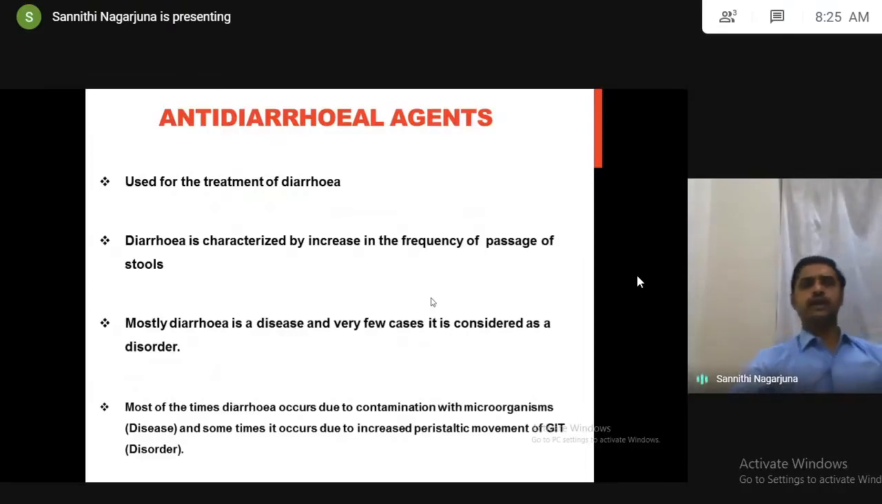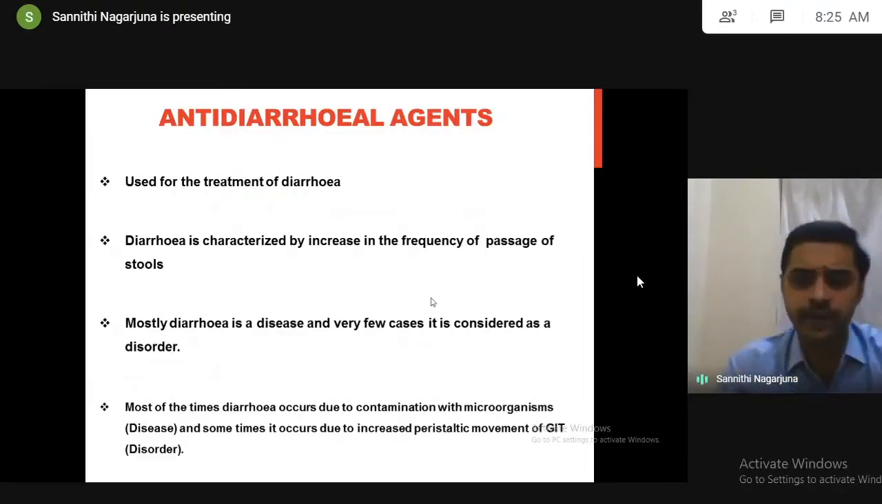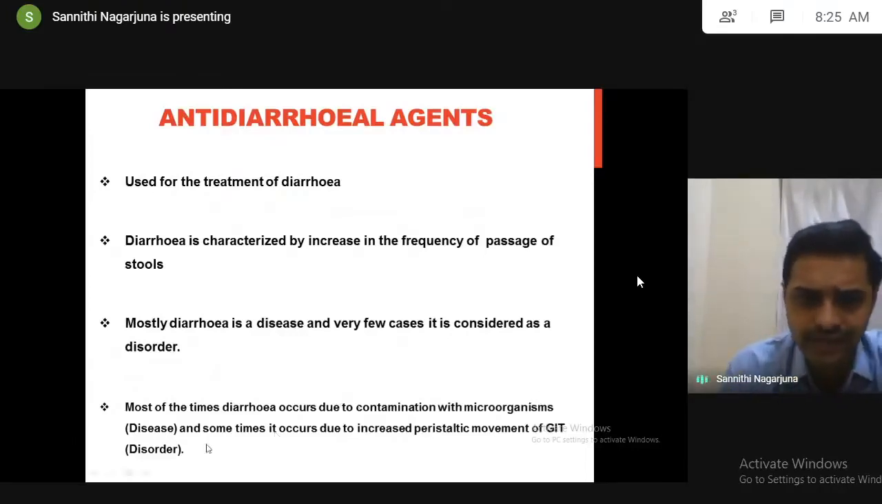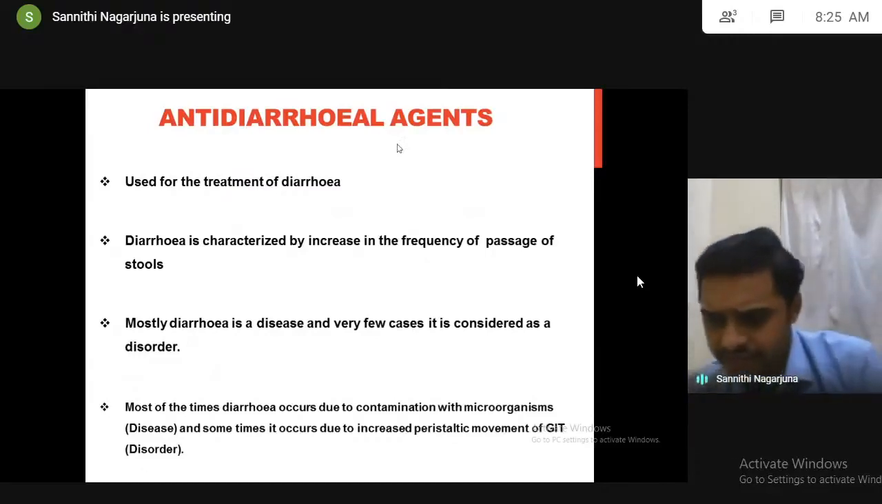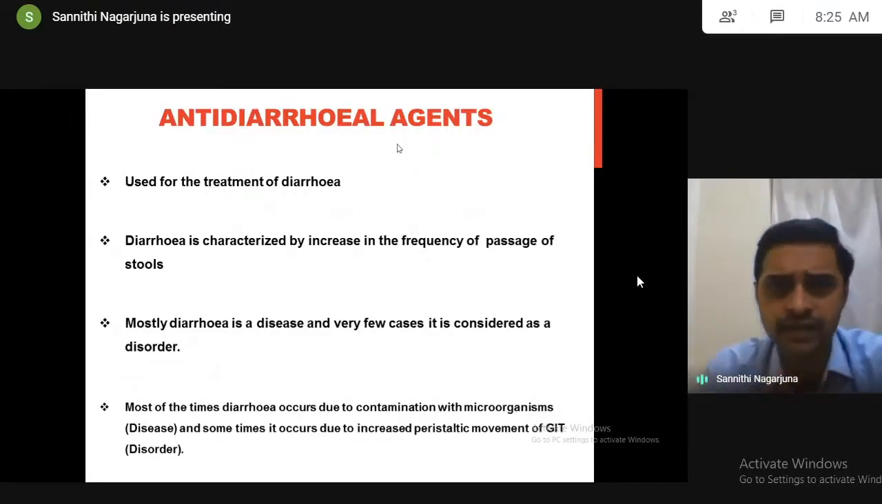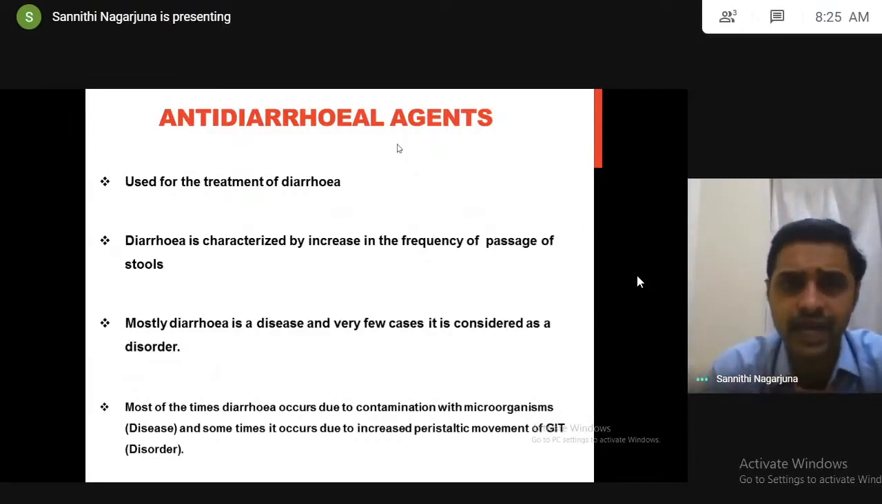Most of the times diarrhea occurs because of contamination with microorganisms, considered as a disease, and in very few cases it occurs because of increased peristaltic movement of GIT, called as a disorder. So mostly diarrhea is a disease. Mostly it occurs because of contamination with microorganisms, and rarely it is a disorder due to increased peristaltic movement of GIT.